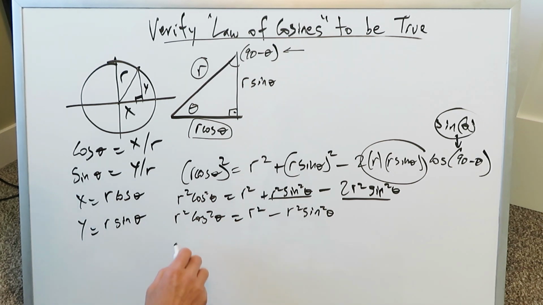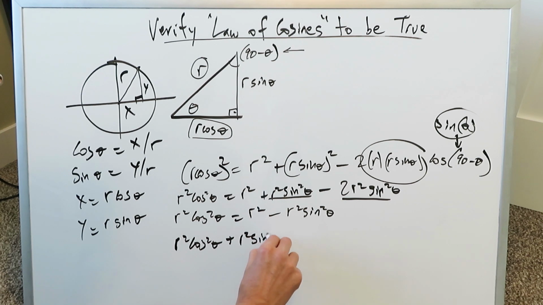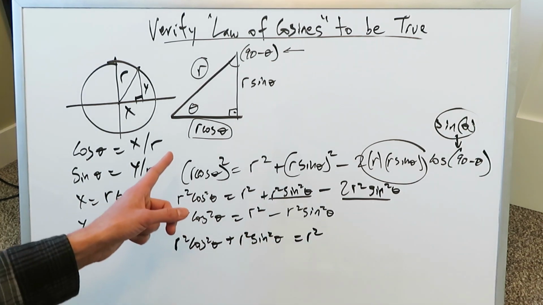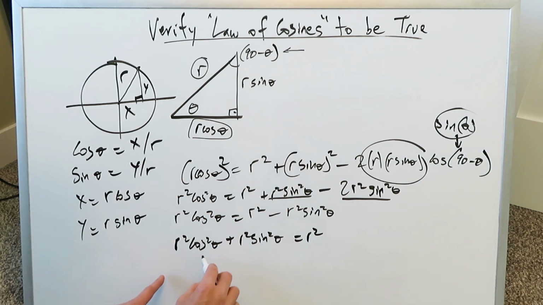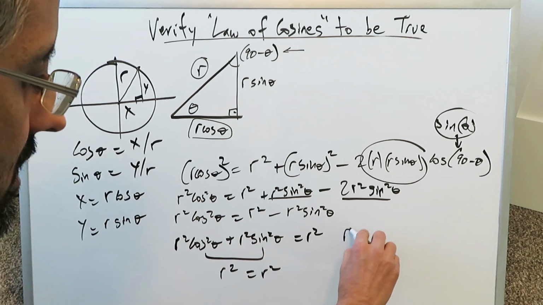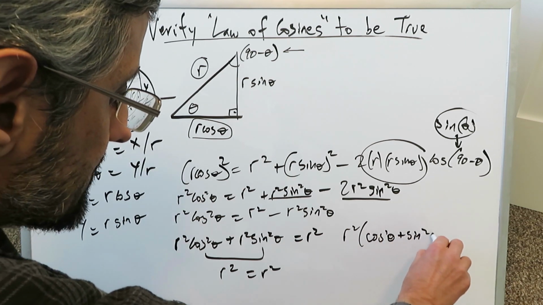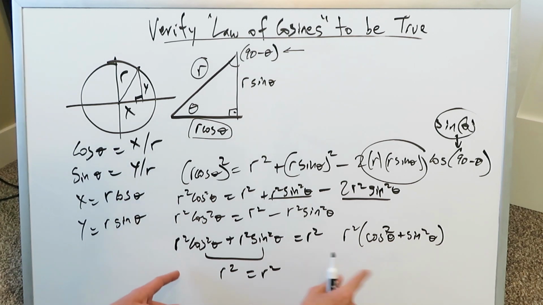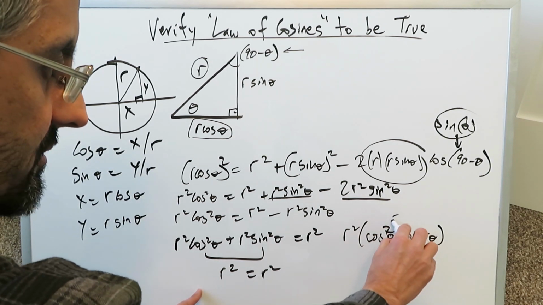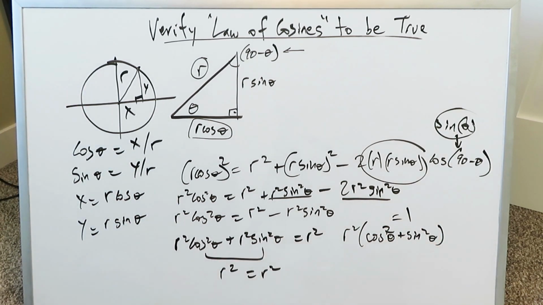Take this on the other side. You have r squared cosine squared theta plus r squared sine squared theta is equal to r squared. Now you're exactly where we were in the previous example that I was showing you. The trigonometric identity will eliminate that. You'll just be left with r squared is equal to r squared. From here you will have isolated, as you know, r squared times cosine squared theta plus sine squared theta, and you know that's exactly this, because this substitutes here for 1. r squared is equal to r squared, and it's done.